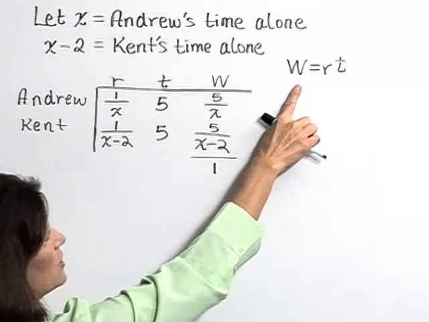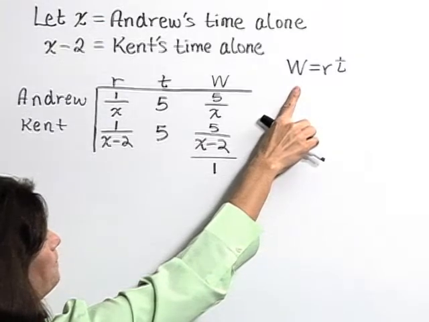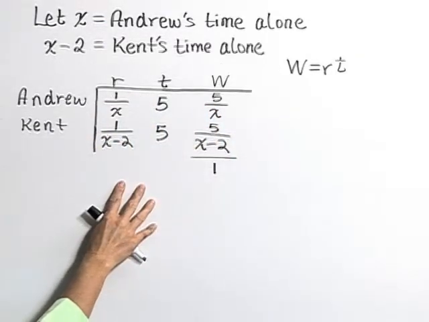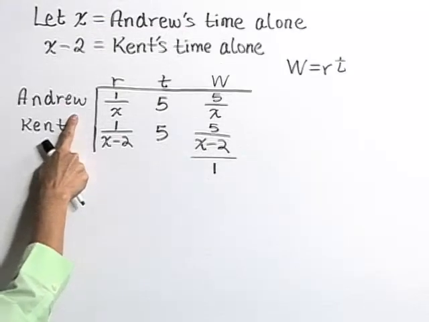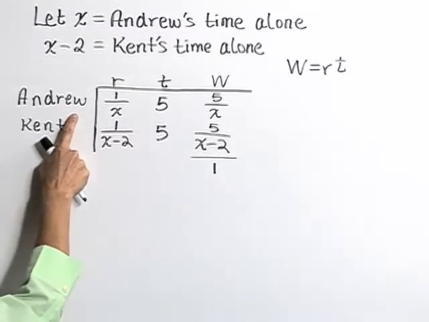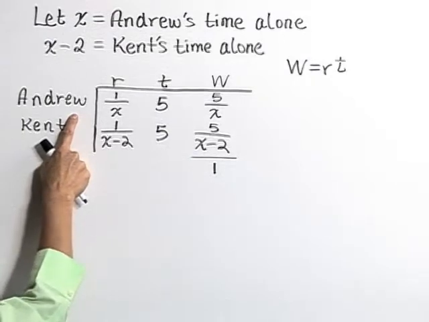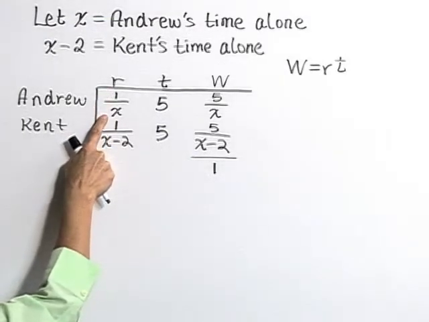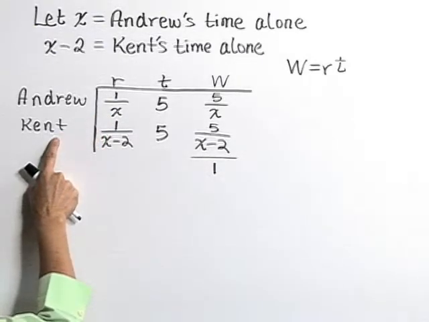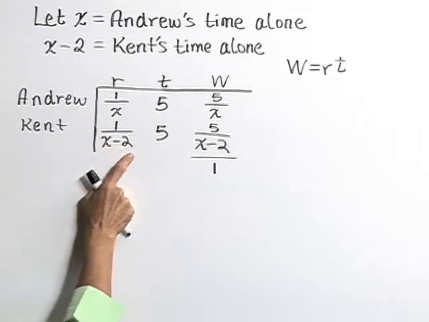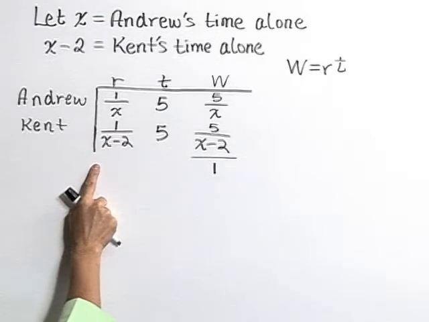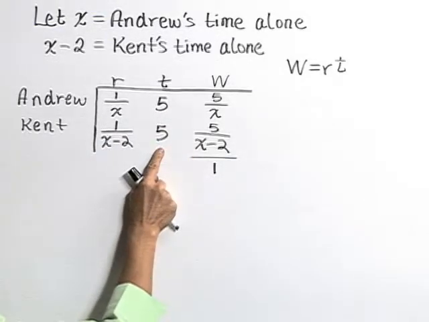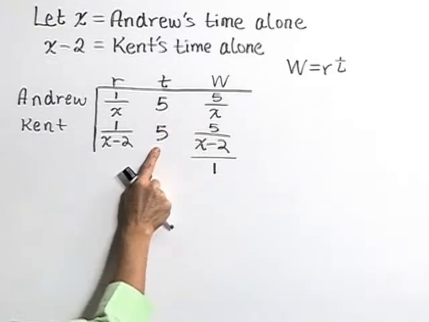So write down the equation W equals RT. Let's use a table to organize our information. If Andrew can perform this job working alone in a time of x hours, then his rate is 1 over x of the job per unit time. Kent's rate correspondingly is 1 over x minus 2 of the job per unit time. We're told that they can complete this job together in 5 hours, so their time value is 5 each.